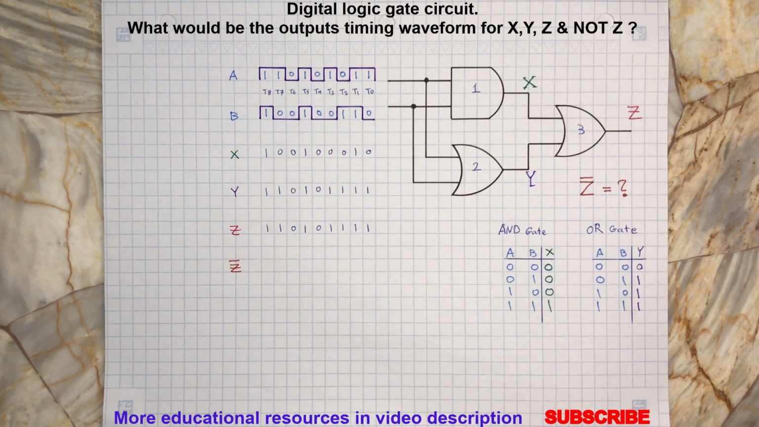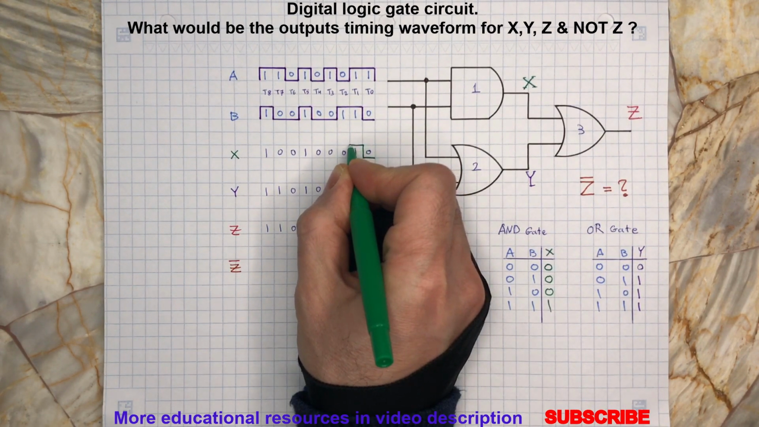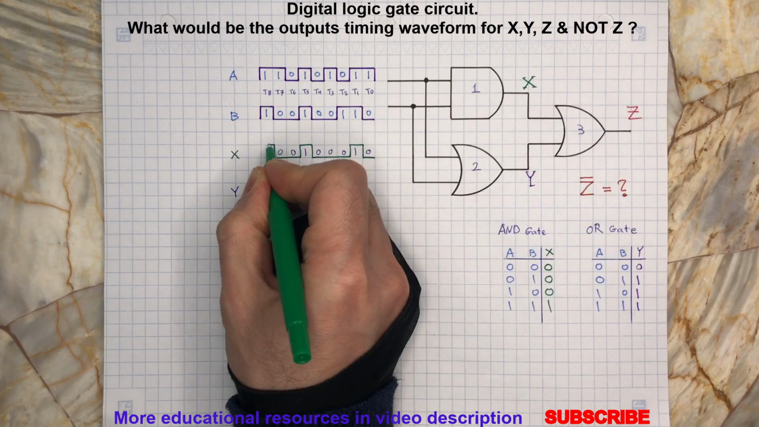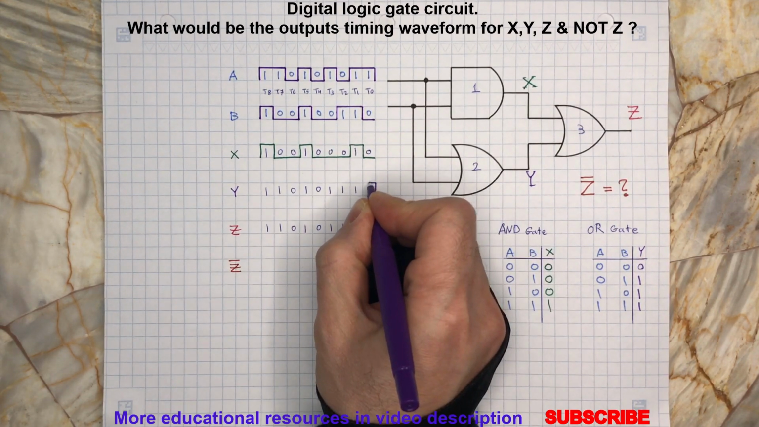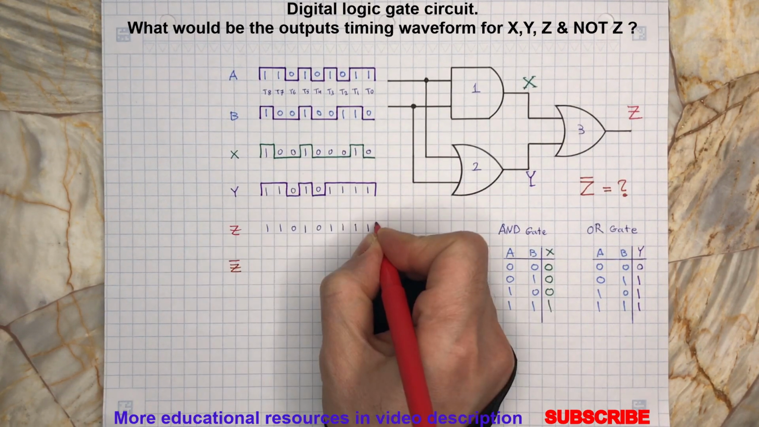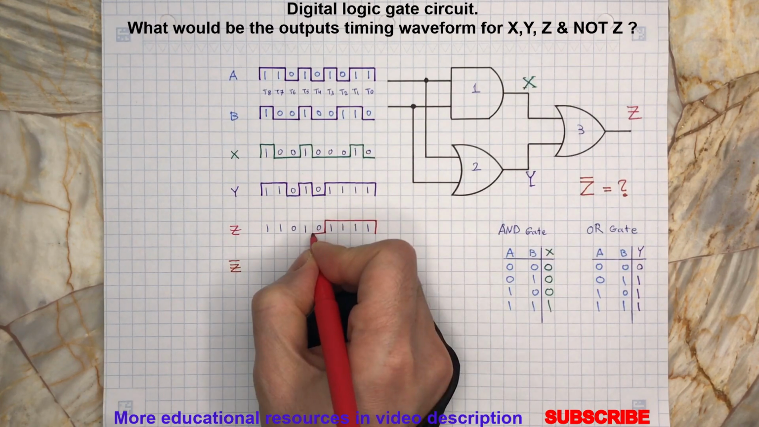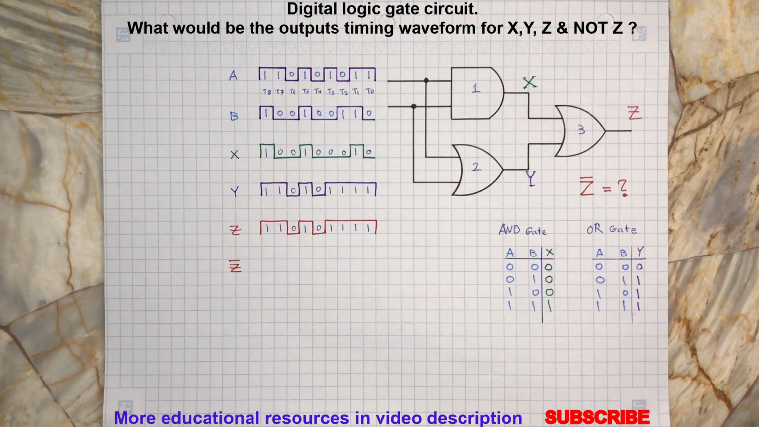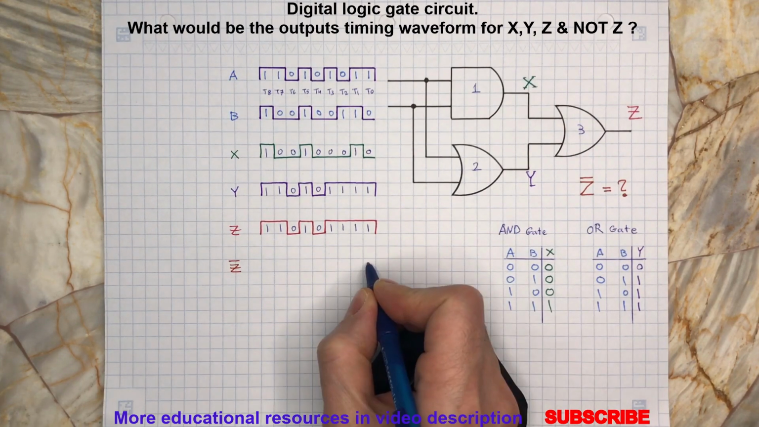Let me draw the waveforms for X, Y, and Z. Now, since we determined the output Z waveform, not Z will be the inverse of the Z waveform. So we will get the following result.